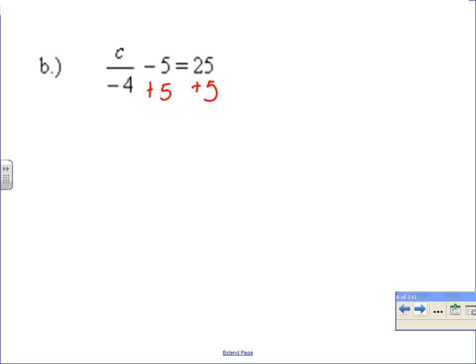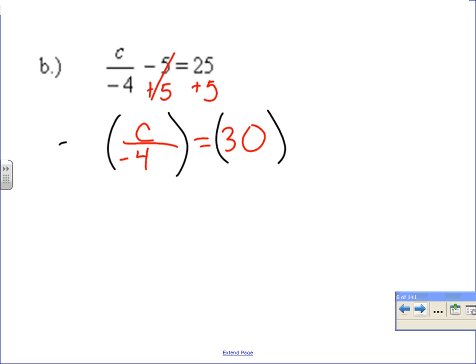Make sure you're with me, guys, and you're showing your work. So add 5 to both sides. We have c over negative 4, just rewrite it, equals 30, because 25 plus 5 is 30. Now we're down to a one-step equation. Thinking back to chapter 2, Doug, how do we get rid of the negative 4? Good. Okay, go ahead.